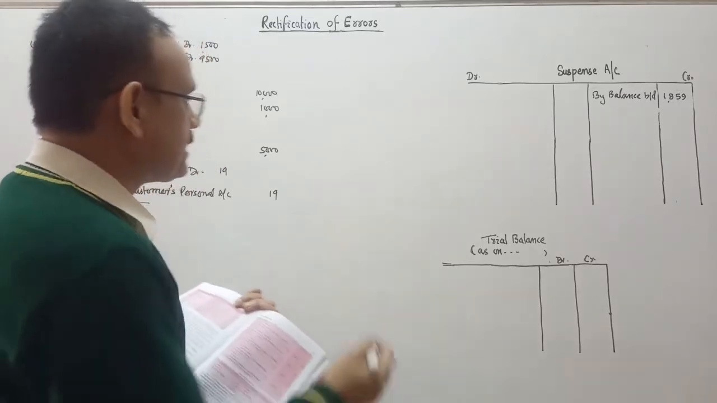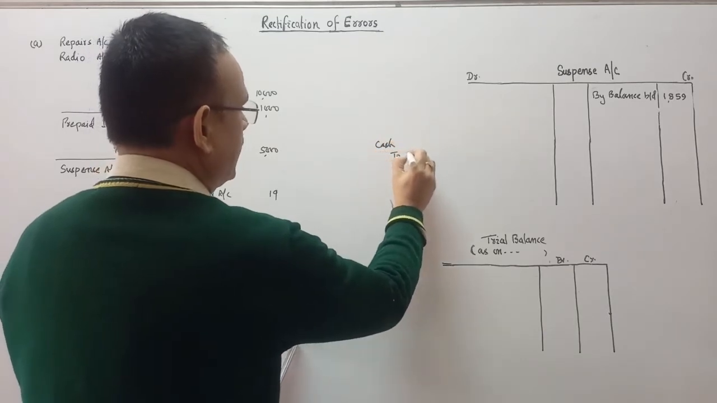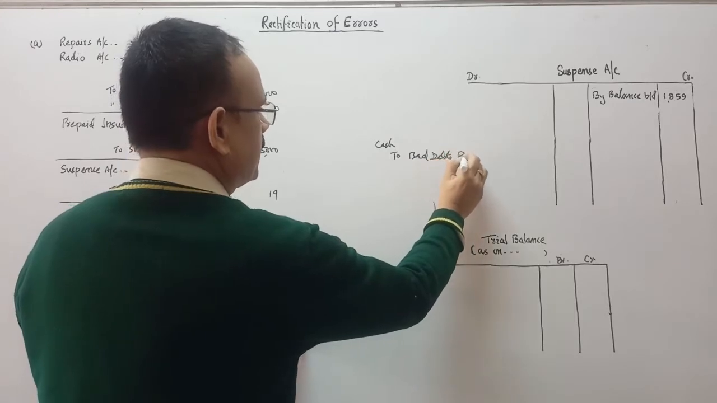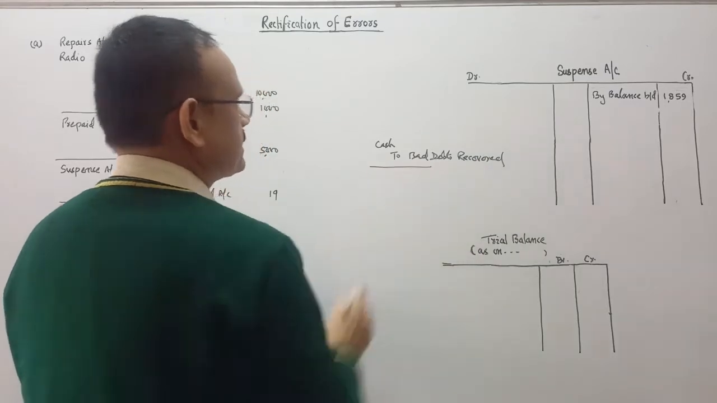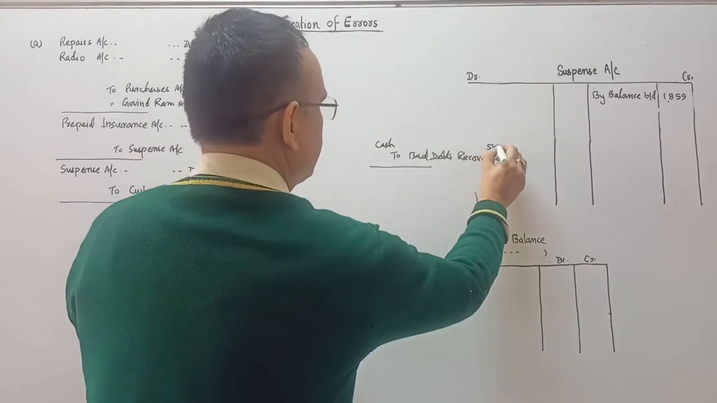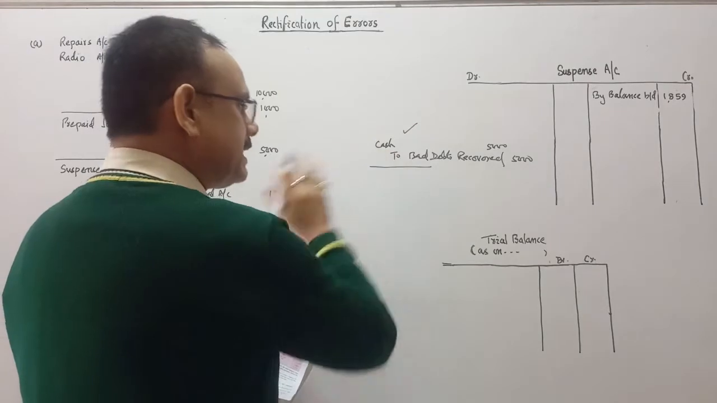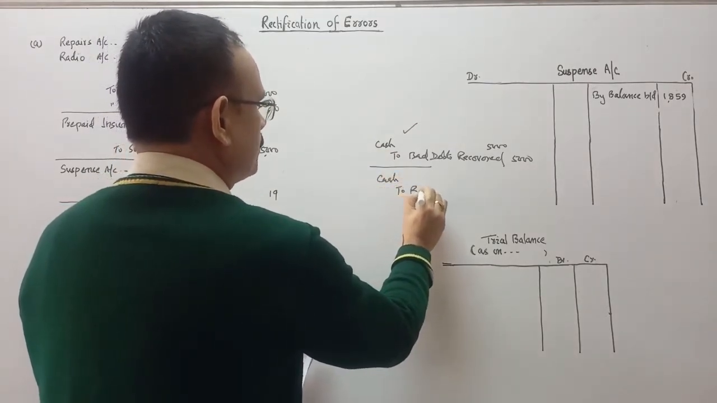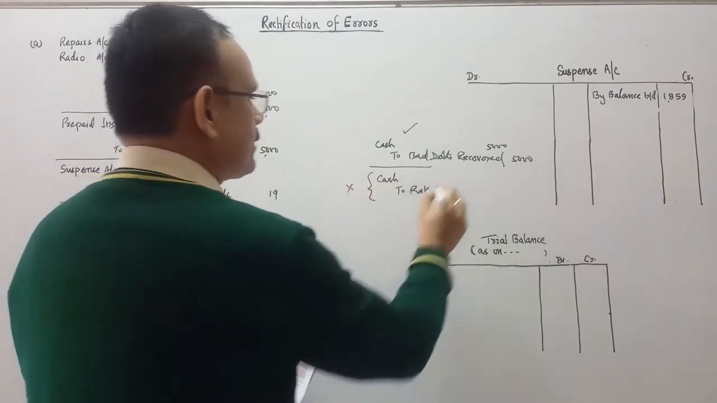When the bad debts are recovered, you know the entry: cash account debit to bad debts recovered. First of all, we have to know the right entry. So the right entry is cash account debit to bad debts recovered, 5,000. This is the right entry. But instead of this entry, your accountant has done cash account debit to Rakesh account. This is the wrong entry.